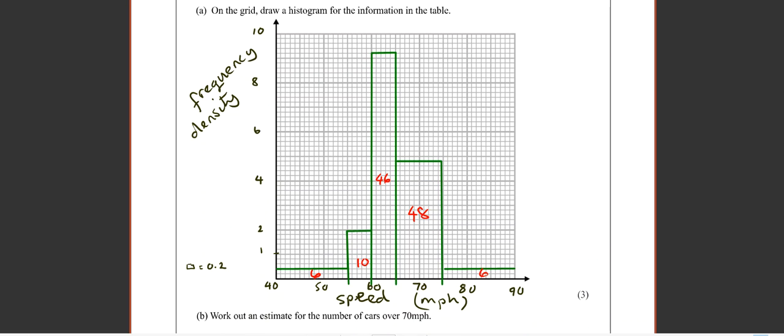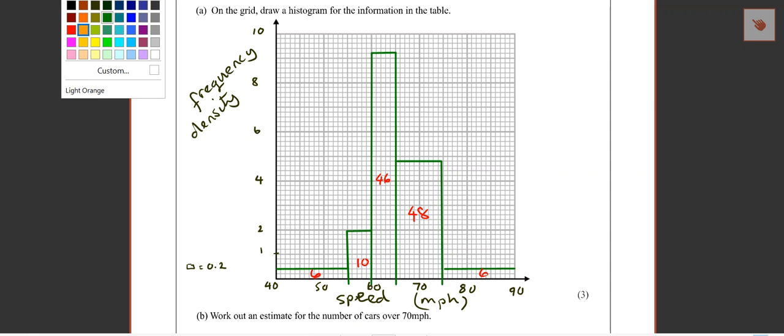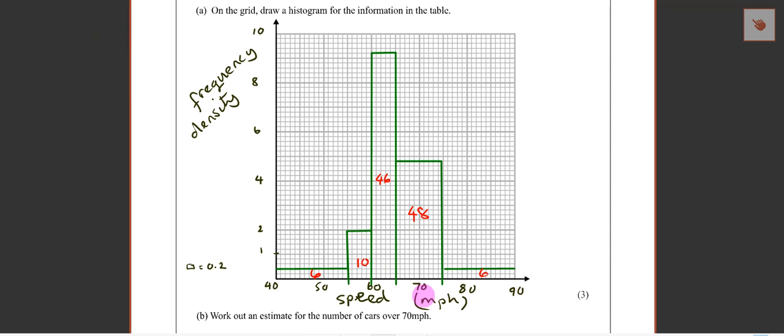Should we talk this through then? So an estimate for the number of cars over 70 miles per hour. So it does make sense to put a line through our work at 70, right? Mark that off, and you'll notice that 70 goes halfway through this bar, yeah?